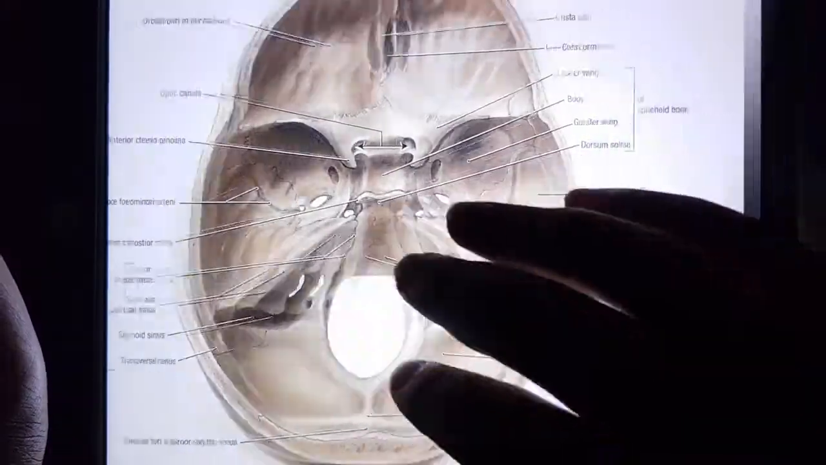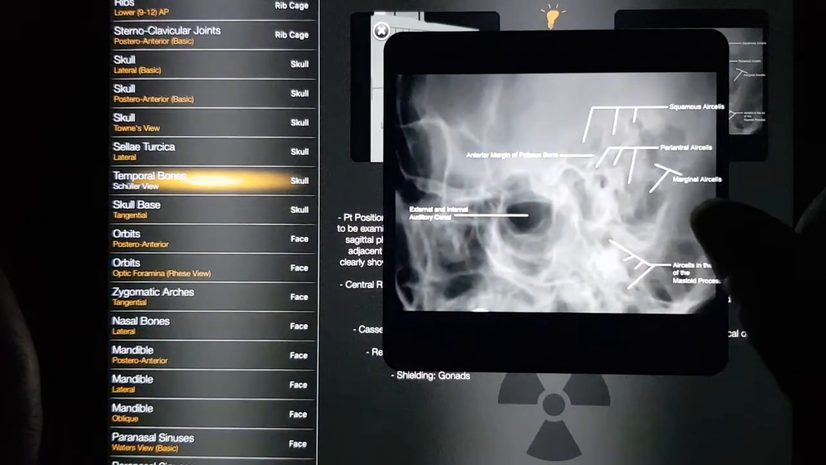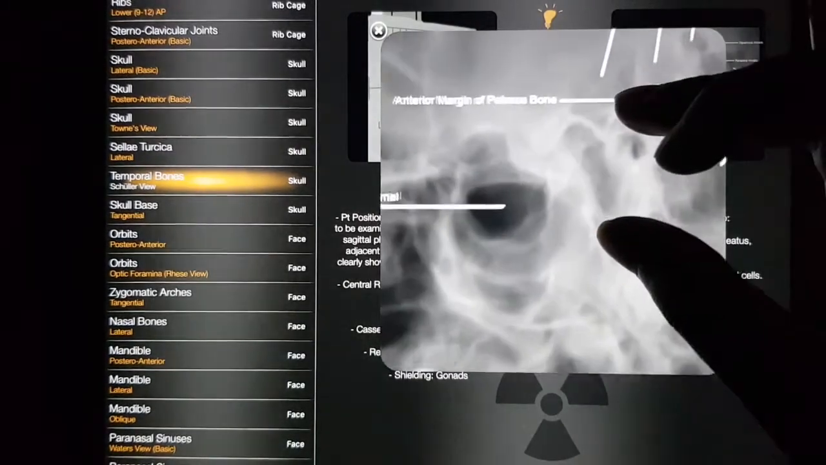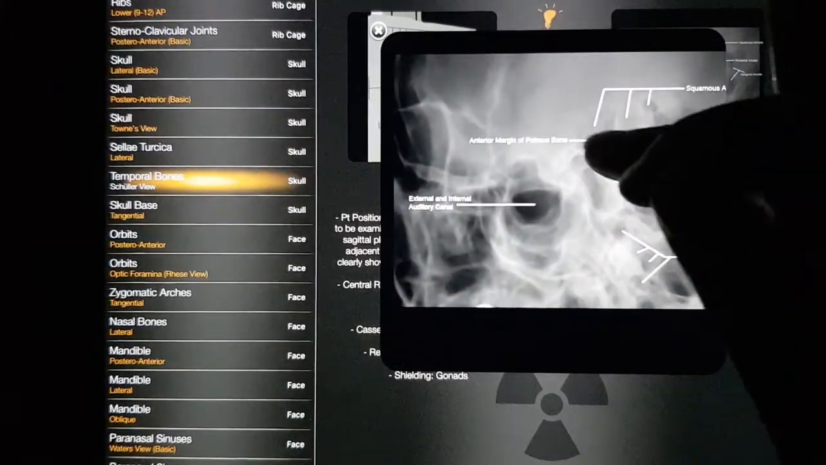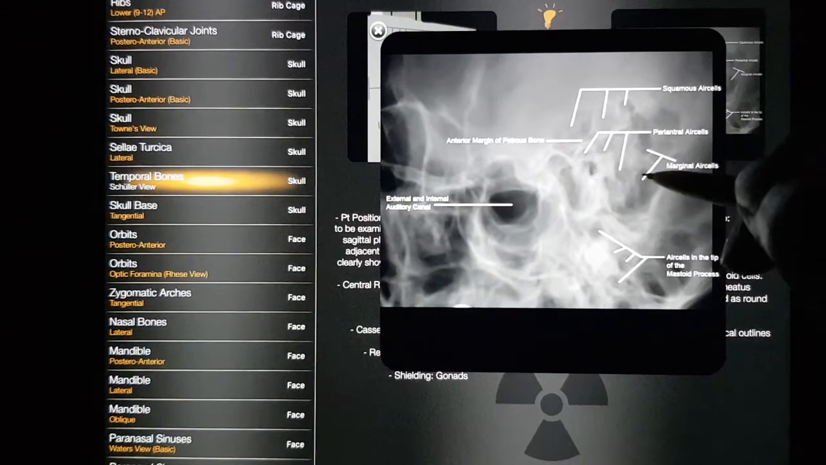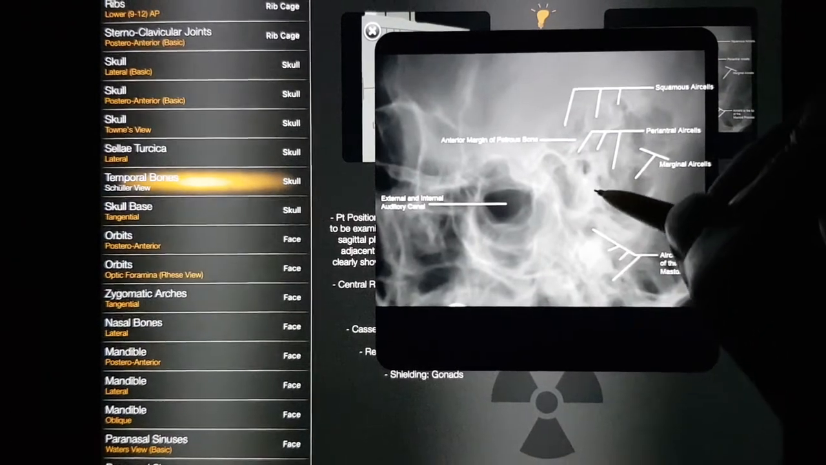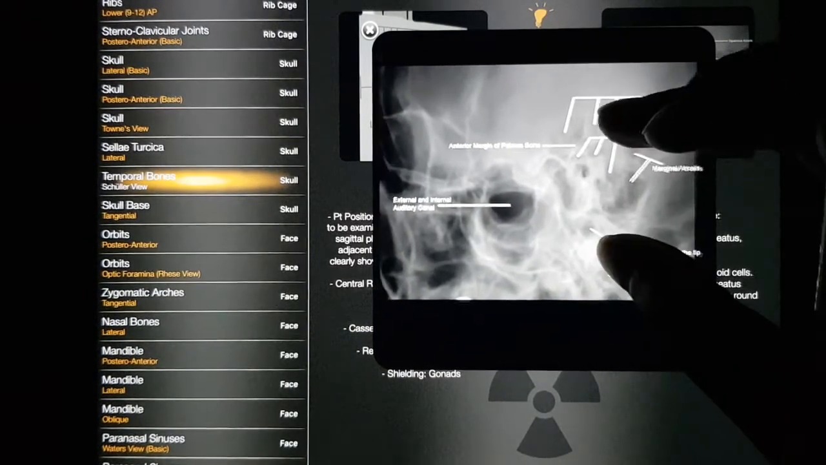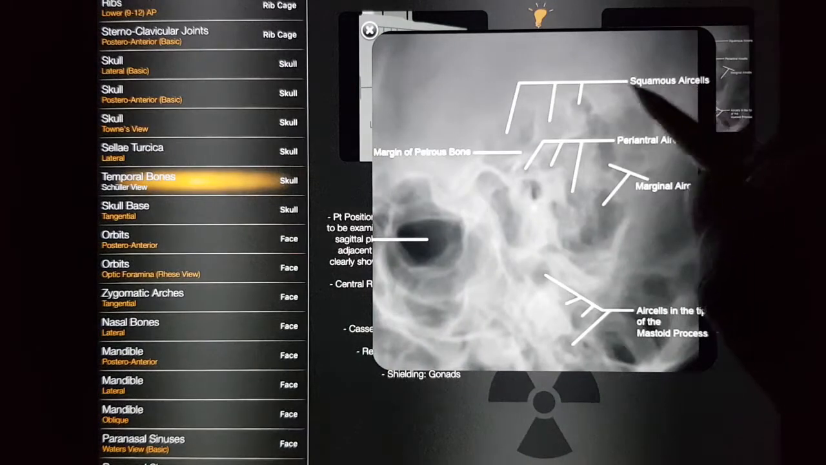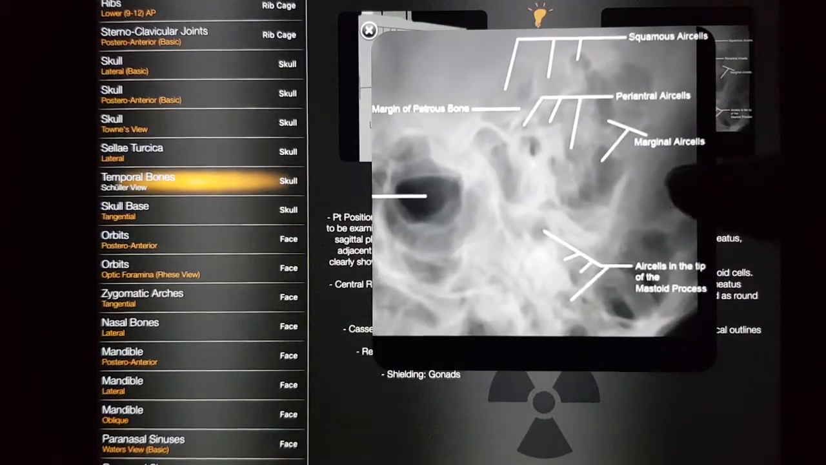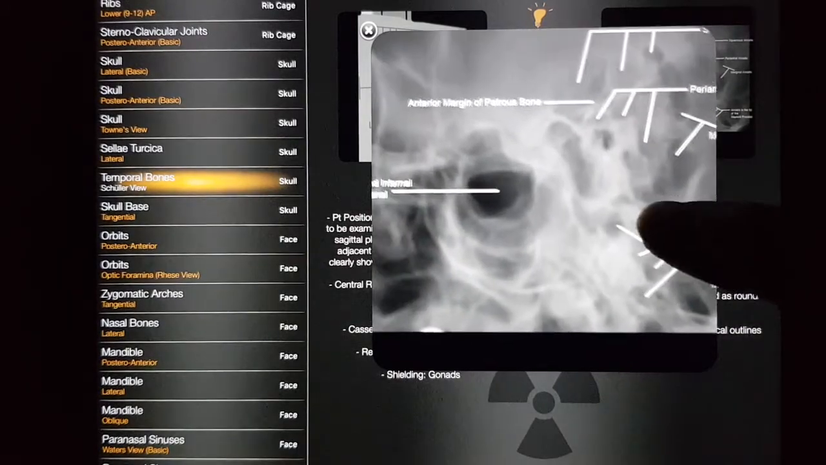Coming back to that x-ray, now you may correlate more clearly and comprehensively that the external auditory canal is so close to the ear cells, and infection can proceed from ear cells to the external auditory canal or vice versa, but there are protective mechanisms there too. Squamous ear cells, peri-antral ear cells, marginal ear cells, and the ear cells in the tip of the mastoid process are also visible.